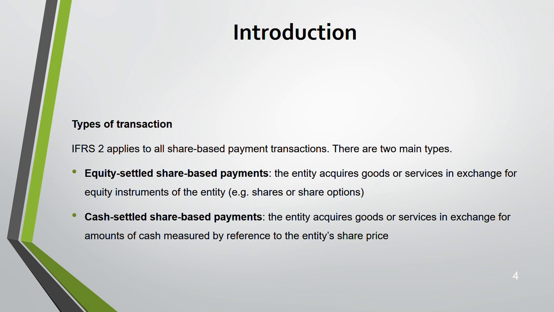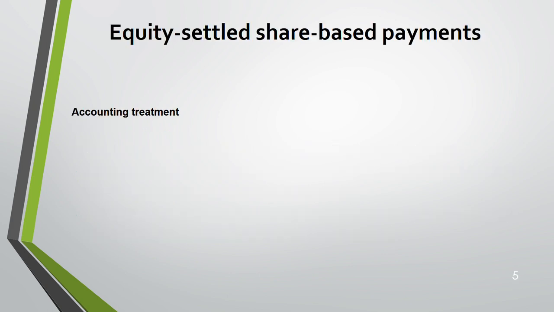Why? Because the treatment is different. If it is equity settled, the way you account for it is different. If it is cash settled, the way you account for it is totally different. You cannot go wrong here in the identification of this. So, first, let us finish with all the rules of equity settled share-based payment before we touch on the cash settled share-based payment. Both are share-based payment, but the way is different. One is on share options, the other one is cash but based on share price.